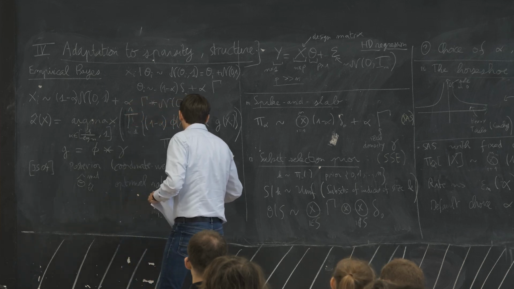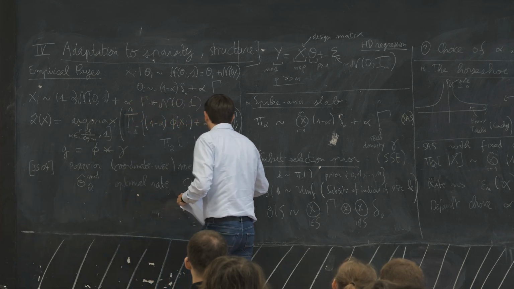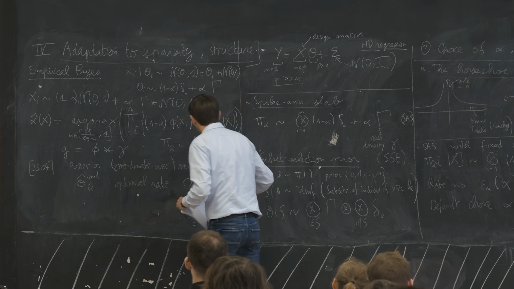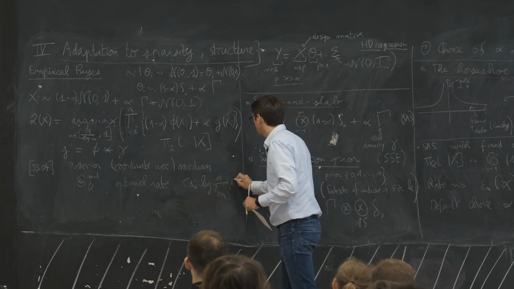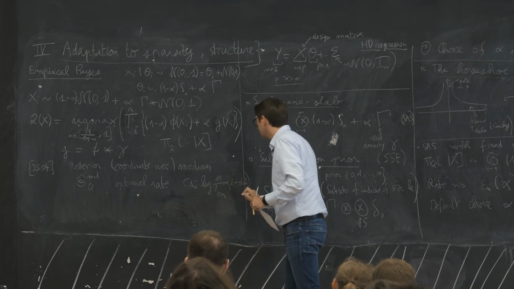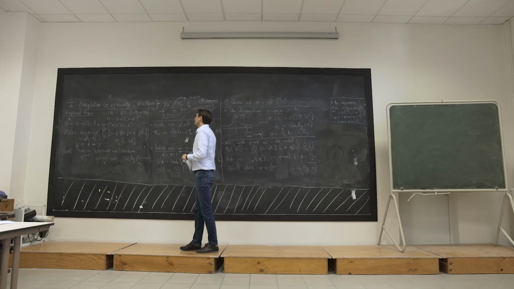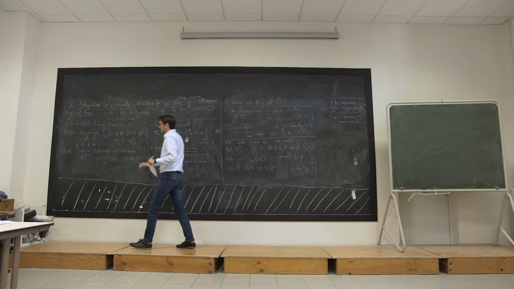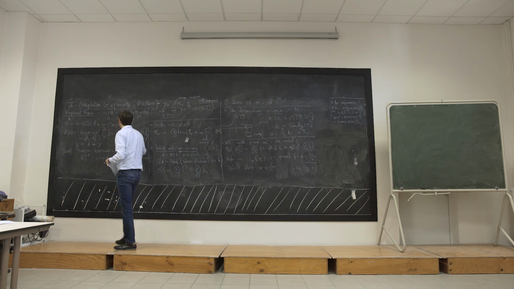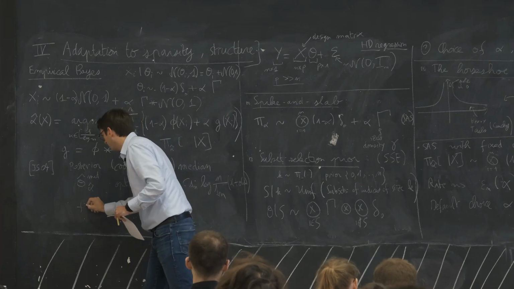So C S_n log n over S_n, times 1 plus little o of 1. So that's nice. That's for a point estimate. So that's not for the posterior, and that's for slabs.